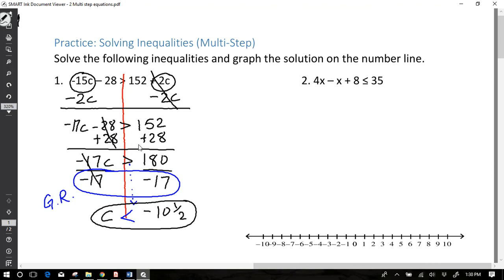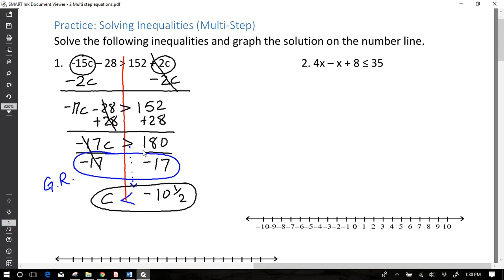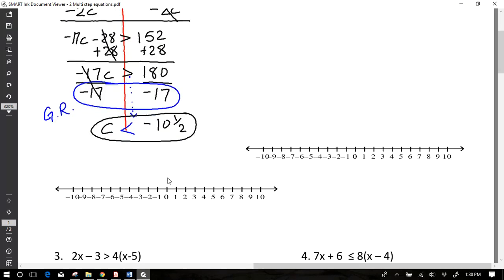Okay, now if I scroll down here just a little bit more, I need to graph this. Okay, so c is less than negative 10 and a half. Negative 10 and a half is right here after the 10. Okay. Now there is no line underneath the inequality, so this will be an open circle. And remember that that is pointing to the left if I turned that into an arrow. So this will be pointing to the left, and that's how I shade.